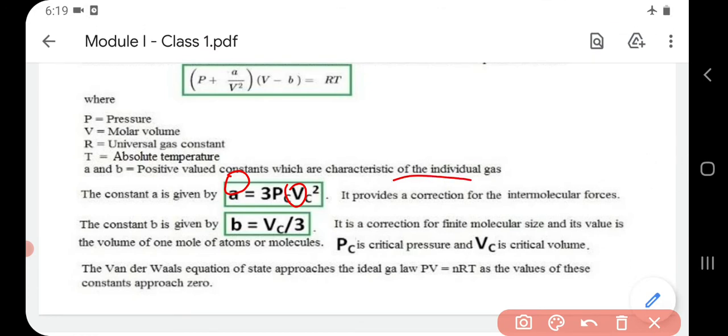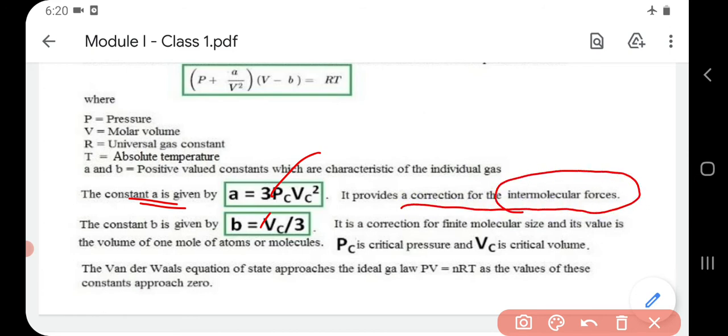So here A is given by this expression, that is A is equal to 3 PC VC square. PC is the critical pressure, VC is the critical volume, whereas the constant B is given by VC by 3. So this constant A is a positive valued constant, and it provides a correction for intermolecular forces, whereas the constant B is also a positive value and it gives a correction for finite molecular size.